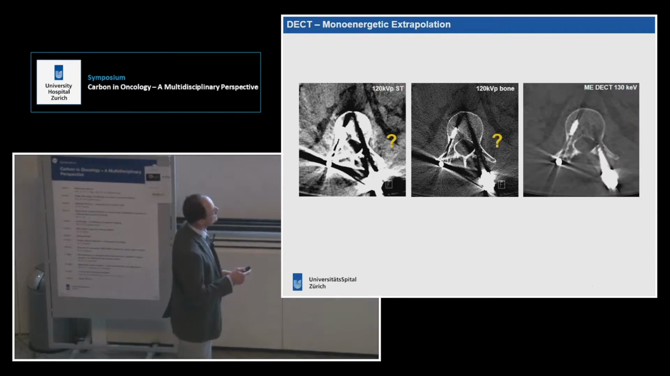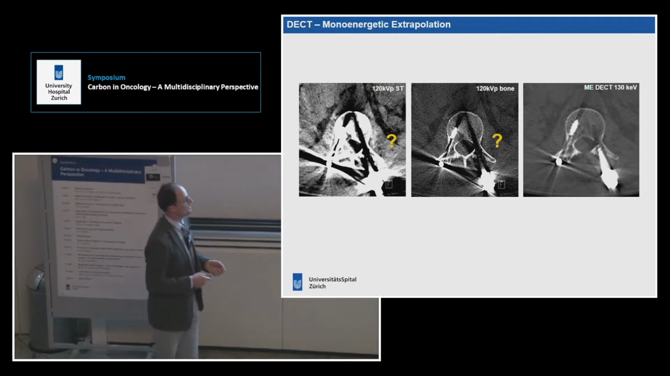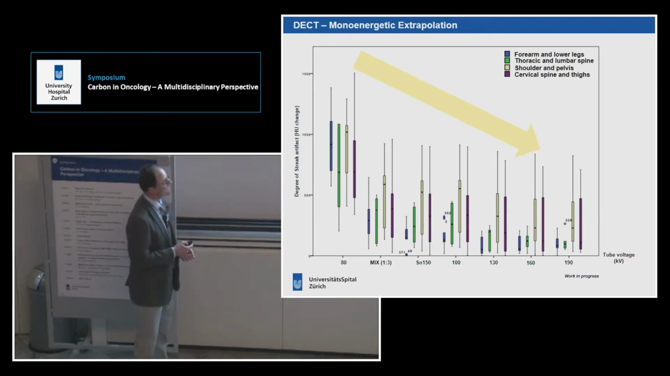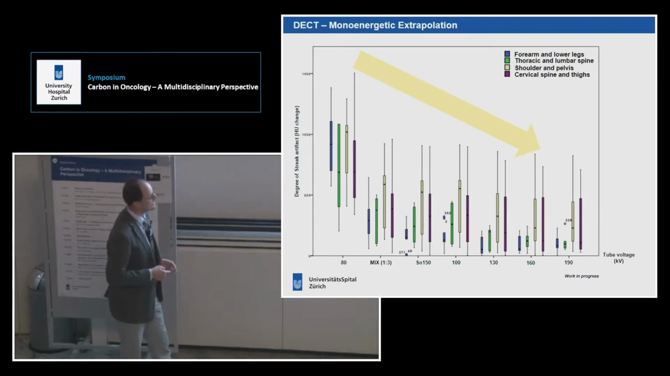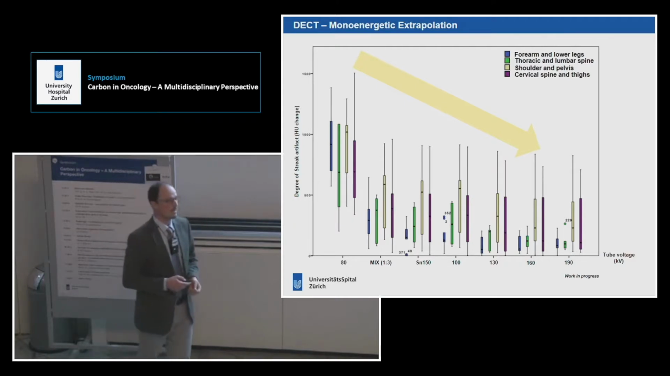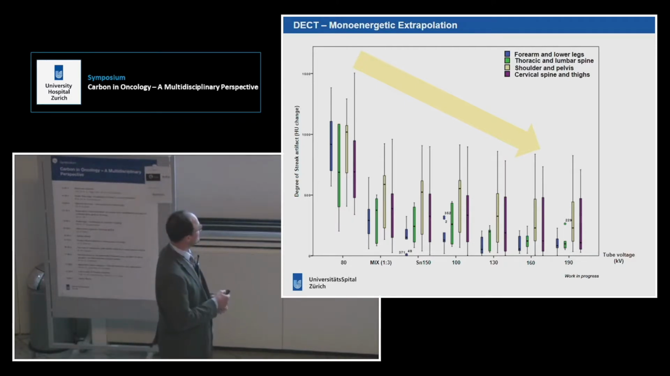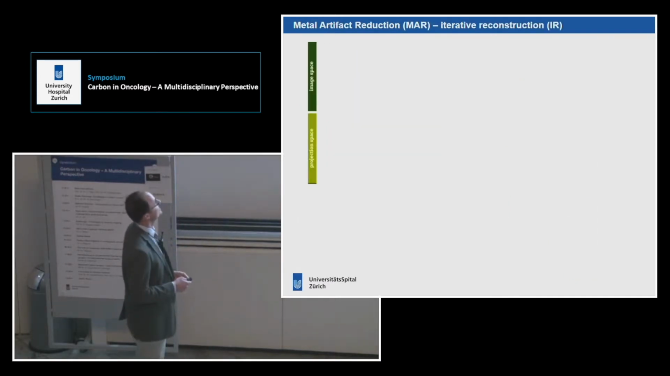And if we then use the monoenergetic extrapolation, we can see osteolytic, small changes around the screw, which we could not see on the single energy images. We've looked at various implants at various body regions from all our patient data, and we could see more or less the same thing. Using monoenergetic extrapolation decreases the kind of artifacts significantly throughout the body region.